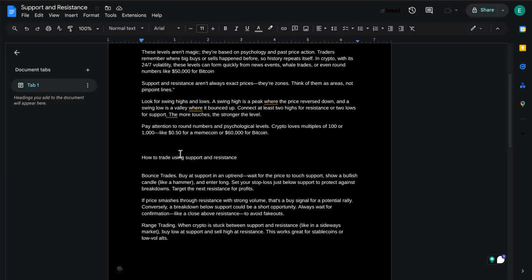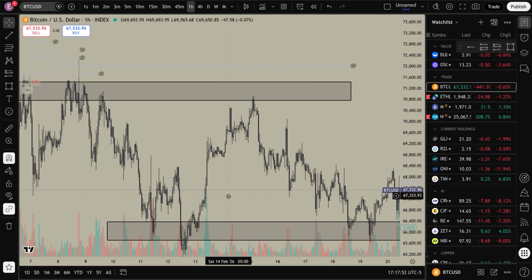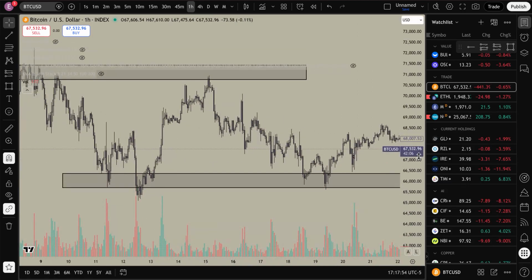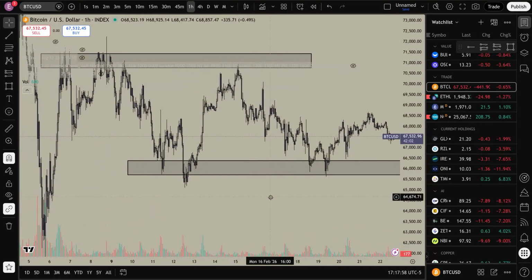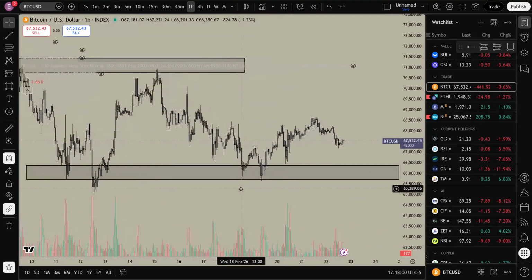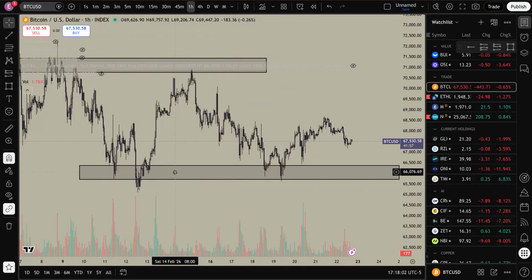And the last type is range trading. When crypto is stuck between support and resistance, like in a sideways market, you can buy low at support and sell high at resistance. This works great for stable coins or volume alts. So right now, this could be applied because crypto seems to be trading in this sort of range. It hasn't given any good ones, but you can take support bounces up to resistance and then right back down, so you can trade in this range.